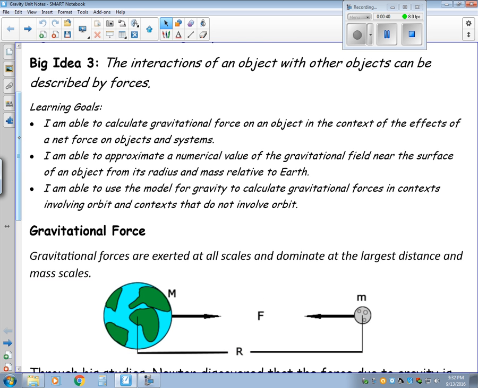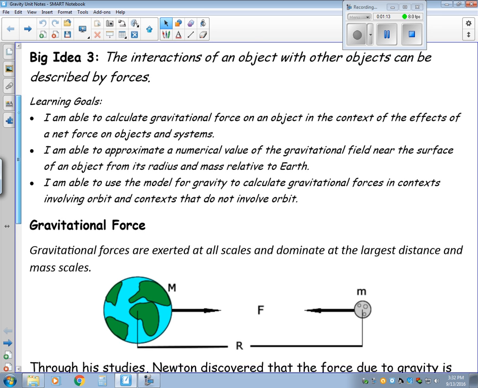All right, learning goals. I want you to be able to calculate gravitational force on an object, from the effects of a net force on objects and systems. I want you to be able to approximate a numerical value of the gravitational field near the surface of an object from its radius and mass. And I want you to be able to use the model for gravity to calculate gravitational forces involving orbits and things that do not involve orbit.